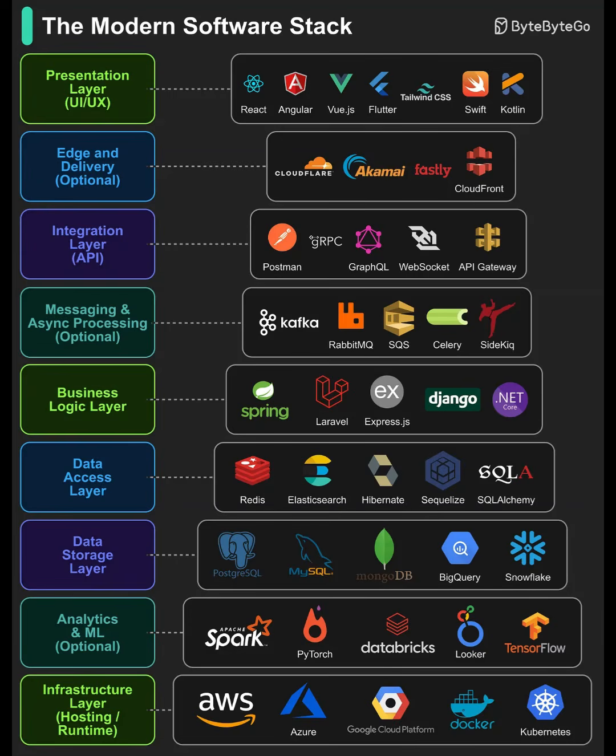Integration layer, API. This is the front door to backend capabilities. Patterns: REST and GraphQL for request/response, gRPC for high-performance internal calls, WebSockets for real-time updates, API gateways for routing, auth, and quotas. Best practices: version APIs, define strong schemas, centralize auth/authorization, and apply zero-trust principles.